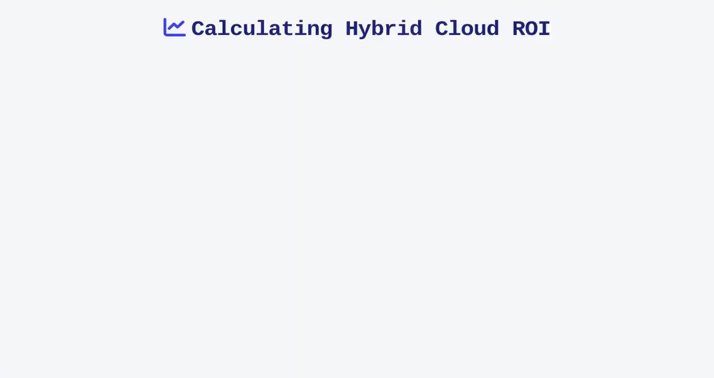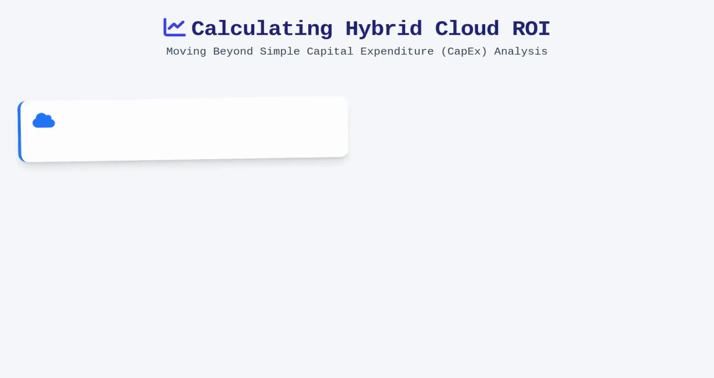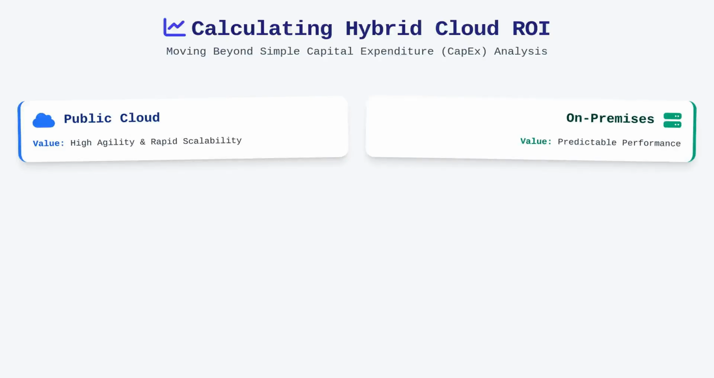When we approach the challenge of calculating return on investment for a hybrid cloud deployment, we must move beyond simple capital expenditure analysis. The objective is to evaluate the total cost of ownership by balancing the agility of public cloud services against the predictable performance characteristics of on-premises hardware.